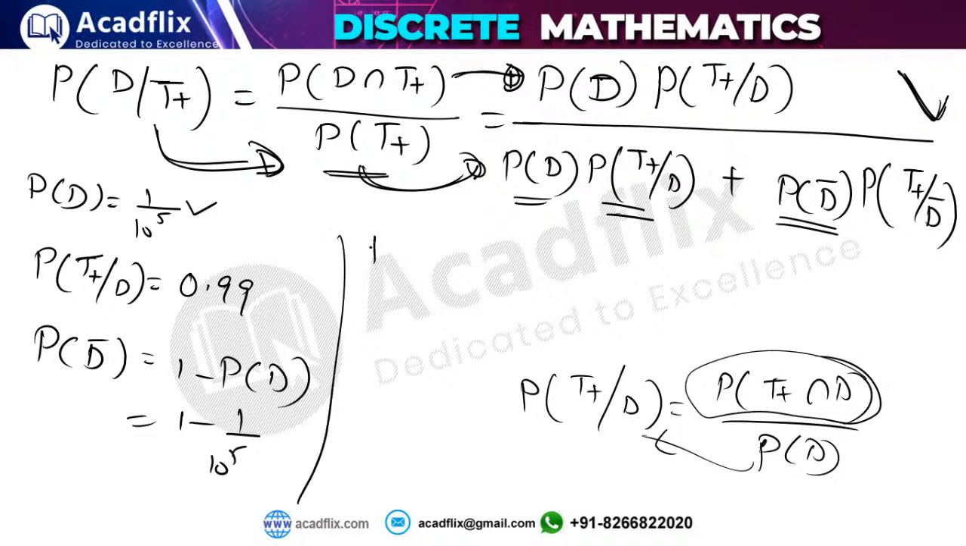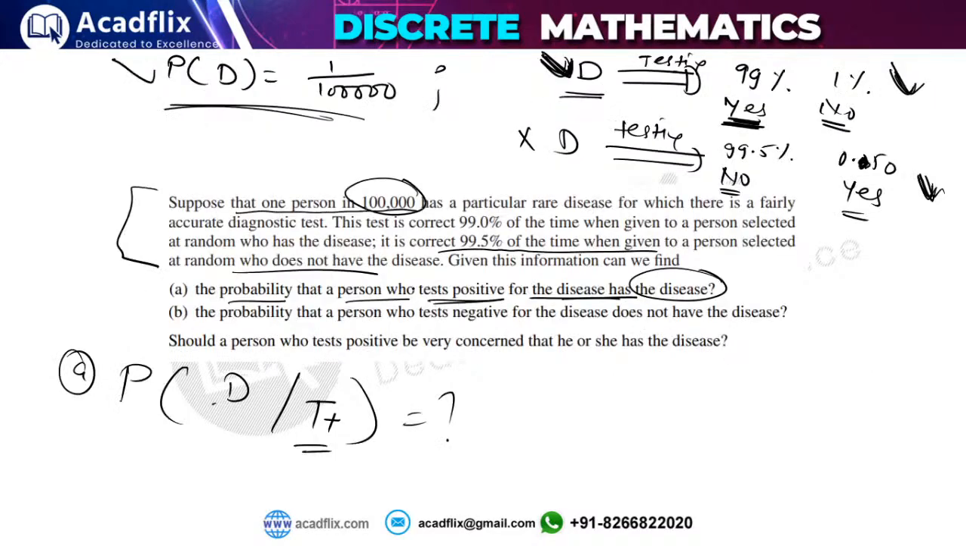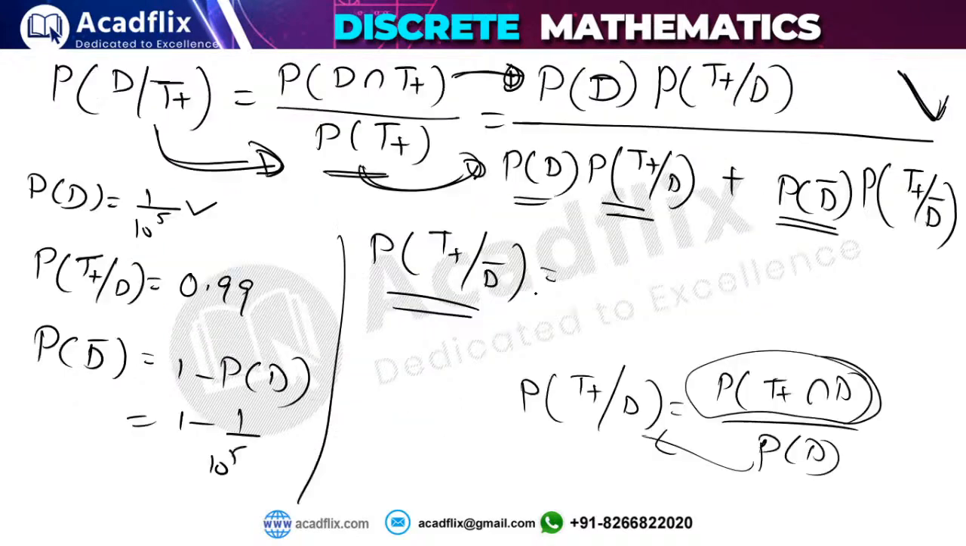Now what is probability of T plus given D bar? What is the probability of testing positive given D bar? Given D bar means you don't have the disease. You don't have the disease. Now what is the probability of testing positive? This is 0.50. So we have all these values. Now you can just put all these values and you will get the answer. So this is how you can get the answer very easily, just using this base formula and directly putting in the values.